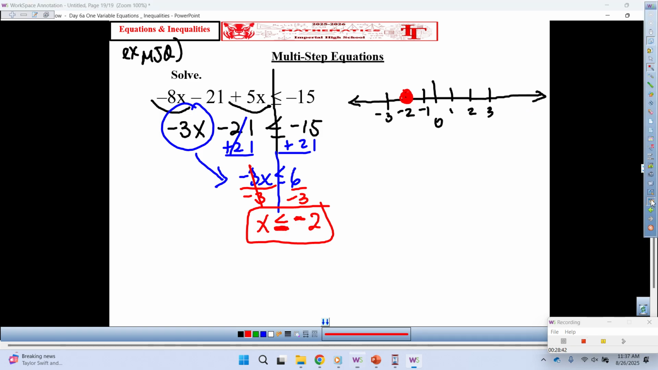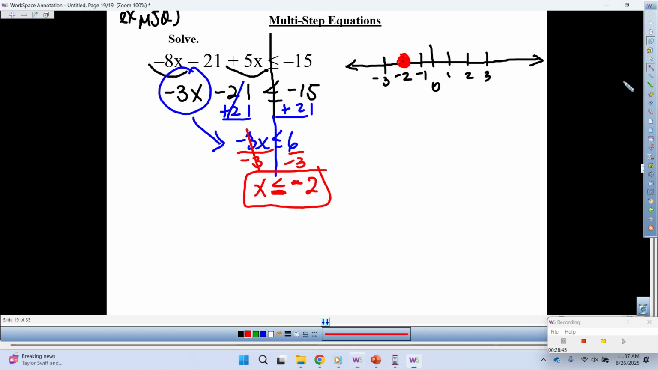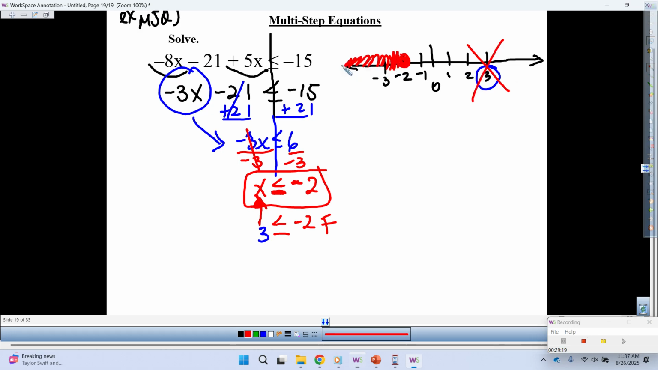Next, I'm going to test to see which direction to shade. So, I need to substitute a number for x. What number from the number line do you want me to use to check? All right, very good. Somebody said 3. So I'm going to substitute that in here. 3. Is 3 less than negative 2? Is it equal to negative 2? No, this is false. So that means it didn't work for that side. That means I'm going to shade to the left side. Everything to the left.